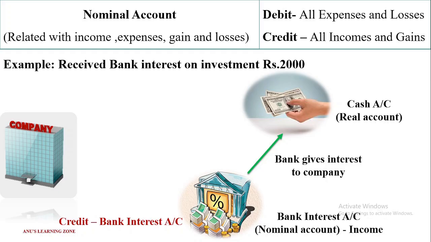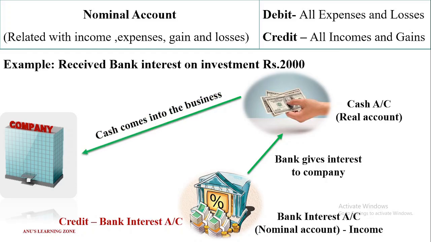And in the form of bank interest, cash comes into the business. So according to the rule of real account, we have to debit all things that come into the business. So here cash comes into the business, so we have to debit the cash account, and the journal entry becomes cash account debit to bank interest account.